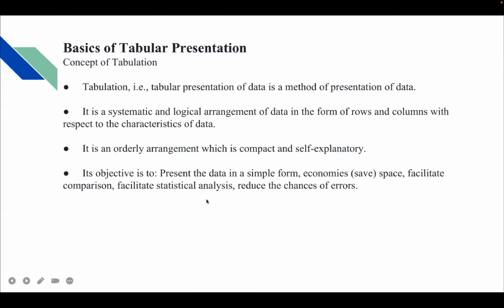It facilitates comparison, facilitates statistical analysis, and reduces the chances of error.